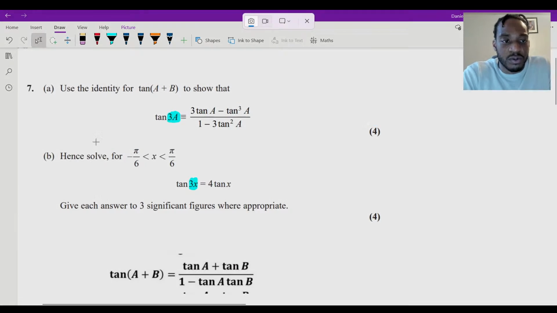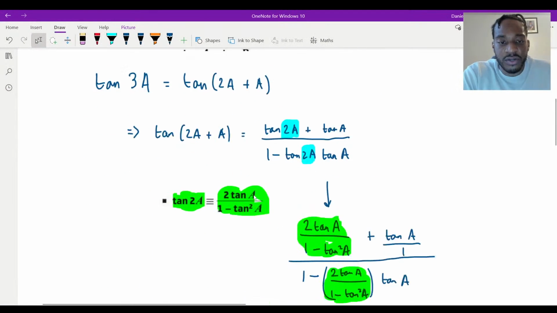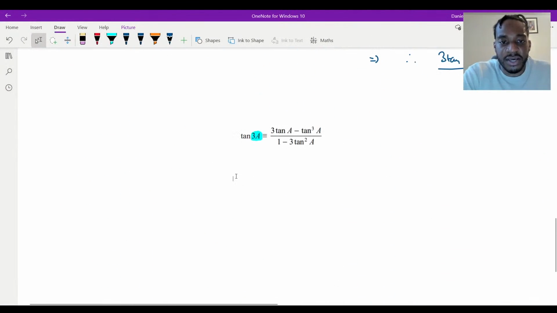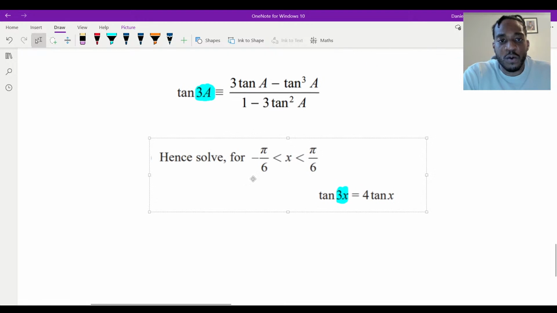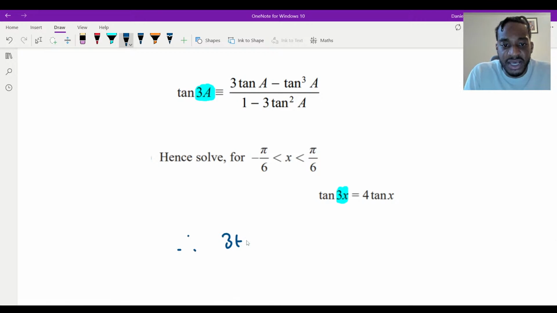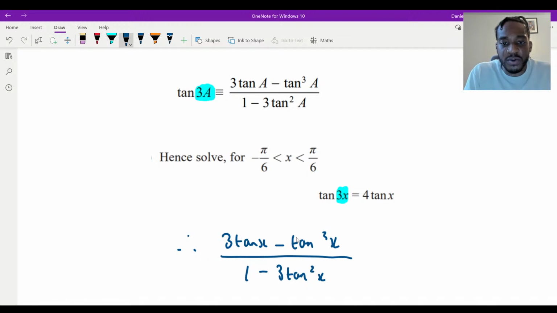So I'm going to get that here as well. So doing that, I'm going to put this here, and then what we're going to do is say, well, fine. If that's the case, then we could say that this here is just the same as (3 tan x minus tan cubed x) over (1 minus 3 tan squared x), like that. And 1 minus 3 tan squared x is equal to 4 tan x, right?